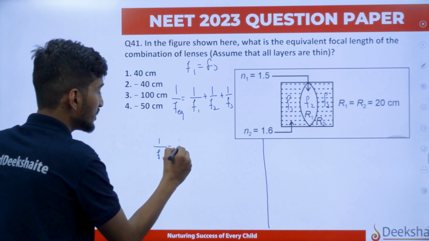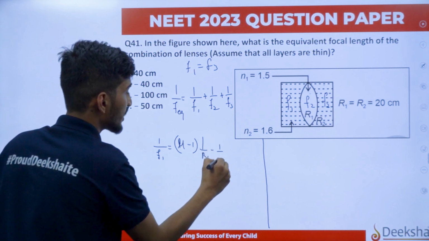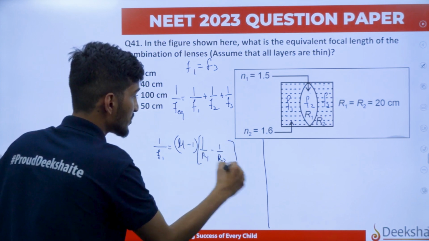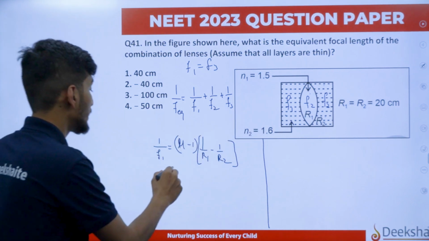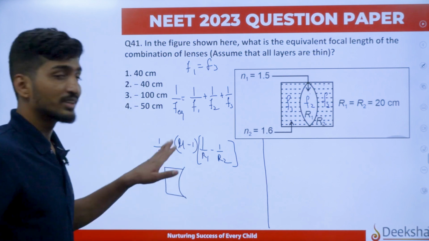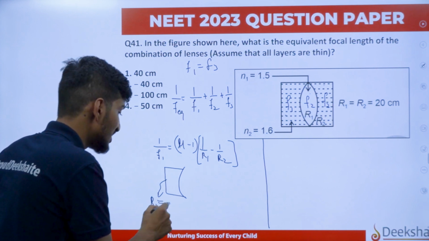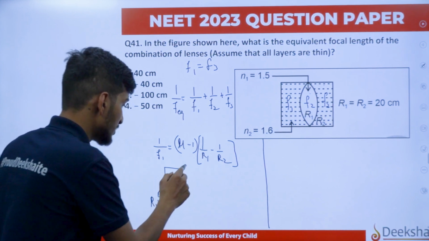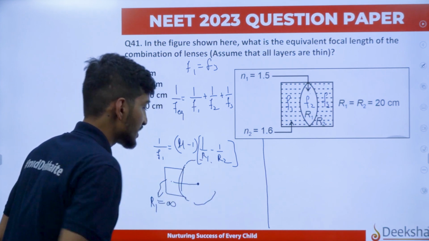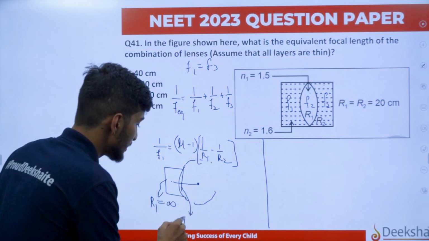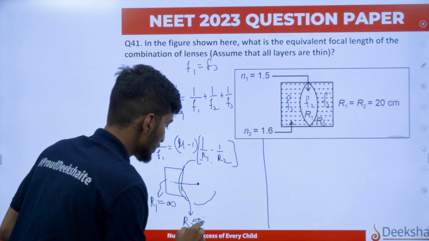1 by f1 will be mu minus 1 by r1 minus 1 by r2. This, if you don't remember, is called as lens maker's equation. So let's find out what r1 here is, let's find out what r2 here is. Okay, for this lens of shape like this, the first curvature r1 you can clearly see is infinity because it's a flat surface. This one has its radius of curvature lying on this side, so this is a positive value, plus, and how much plus? 20. So plus 20.